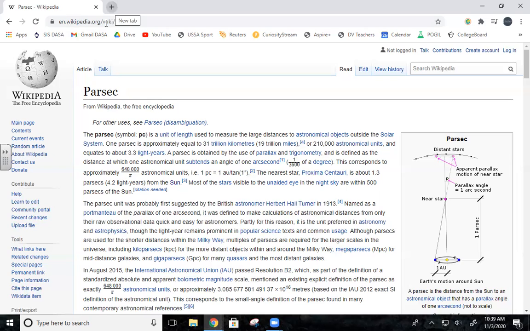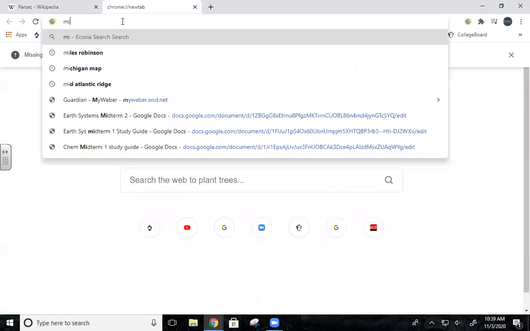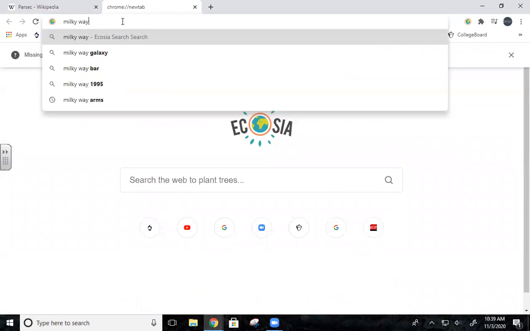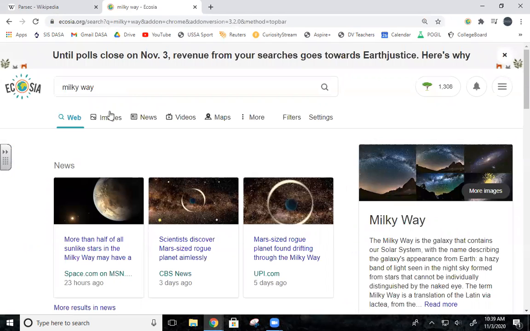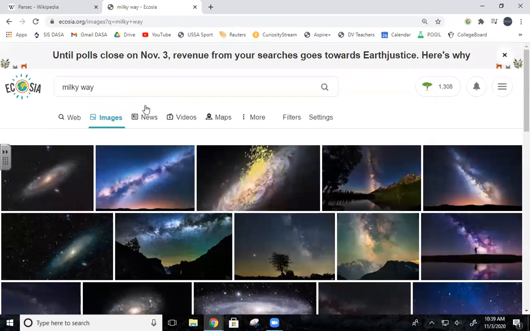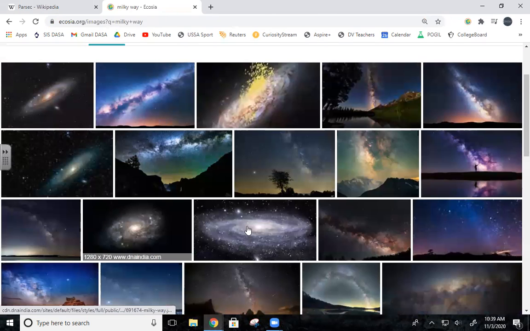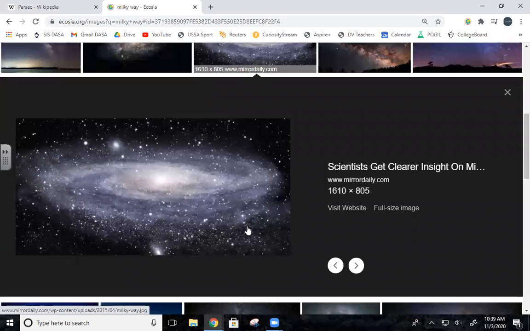So in light years, does anyone have an idea of how wide or how far across the Milky Way galaxy is? Big. Big, yeah. This is not the Milky Way galaxy, but it is kind of what the Milky Way galaxy would look like. From one edge to the other, the Milky Way is 100,000 light years across. All right, 100,000 light years across.